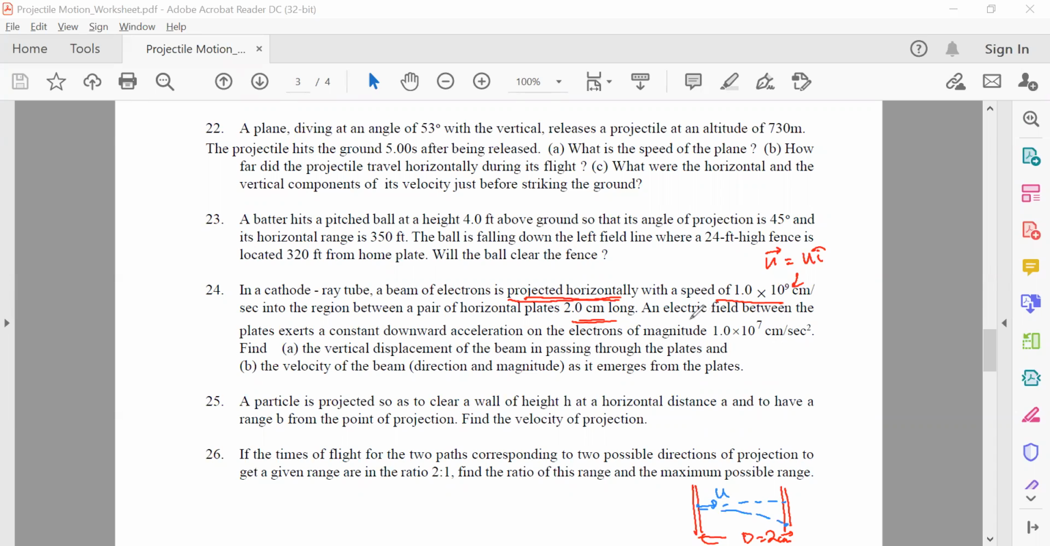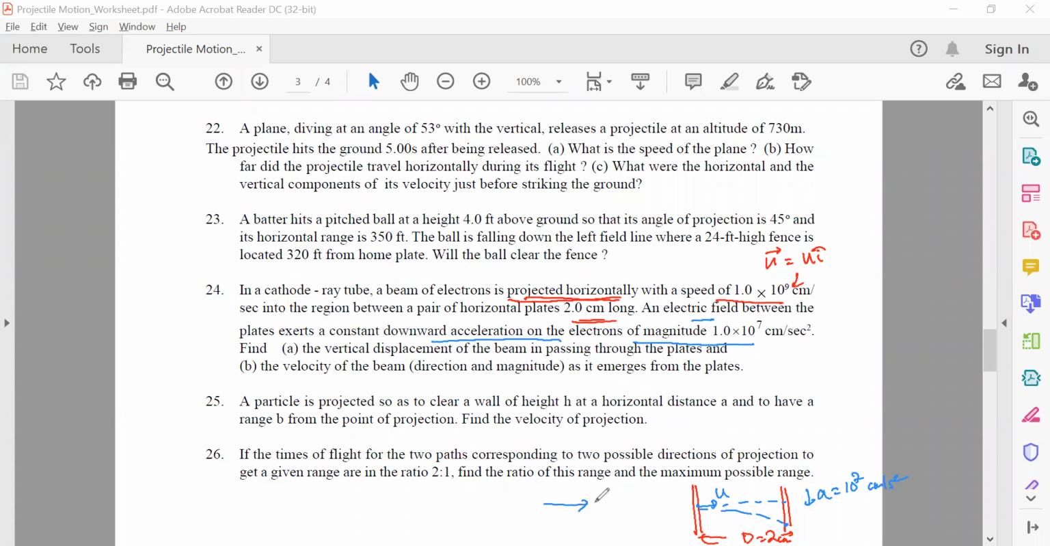So there is an electric field between the plates which exerts a constant downward acceleration on the electrons of this much magnitude. So this time the only difference is that the downward acceleration of the electrons is not equal to g, but it is equal to this value, 10 raised to power 7 centimeters per second square. So to re-derive the equations, okay.